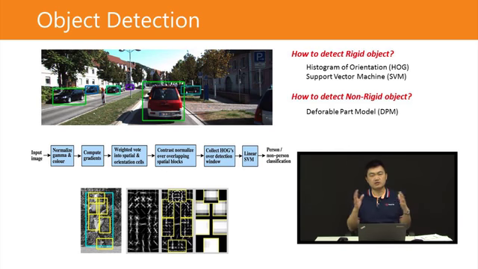And then they combine all these things together and treat it as a whole, such that by using this technique, we can detect the whole human body. So that's the DPM technique we use to detect non-rigid objects. And that's it. That's the main pipeline for object detection.